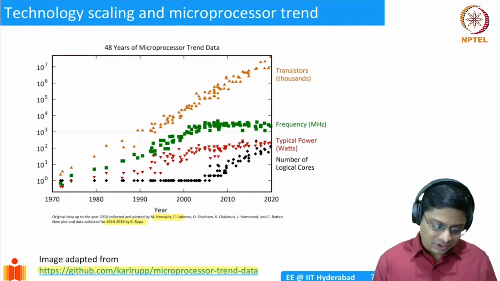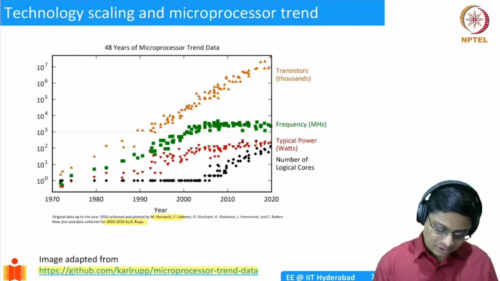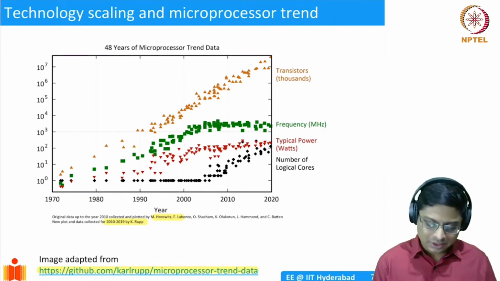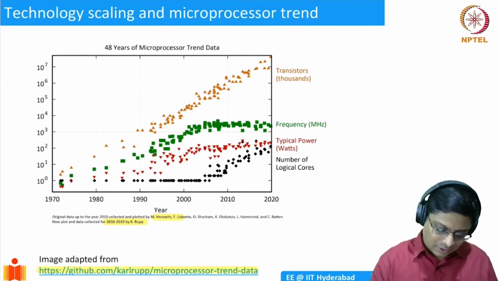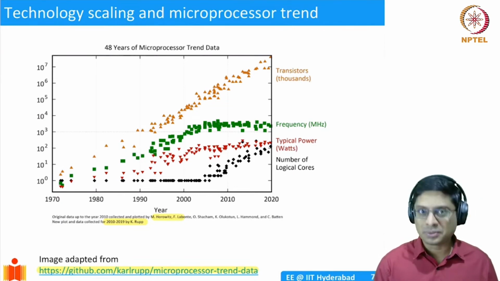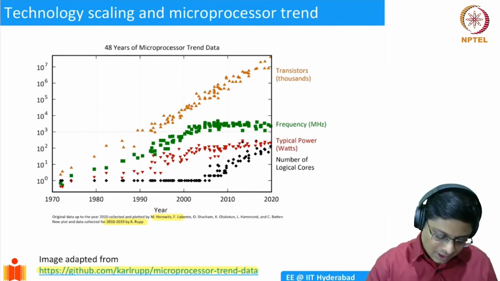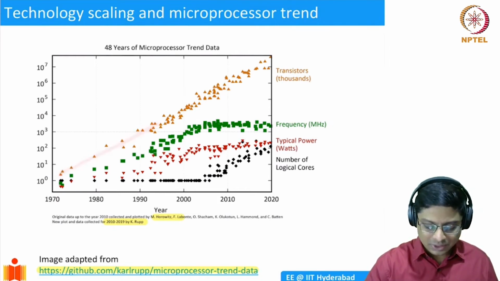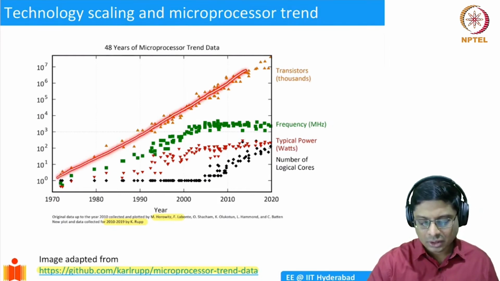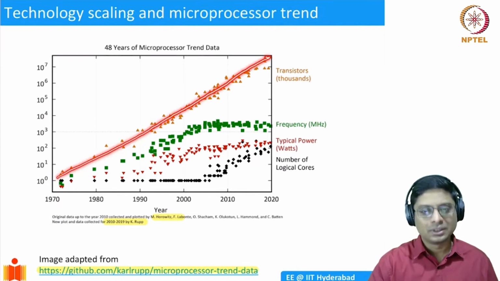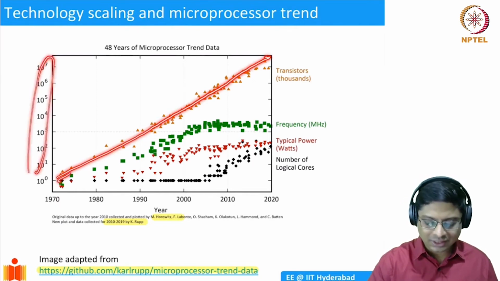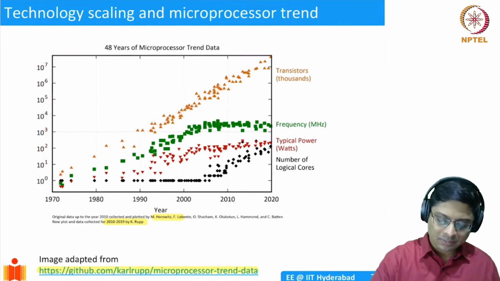What you're seeing on the y-axis is a logarithmic scale, and on the x-axis you have the years. The first thing you notice is the number of transistors on a microprocessor, and it has been increasing exponentially over the last 50 years because it's a logarithm, so it's going to be a straight line. So, an exponential increase in the number of transistors.